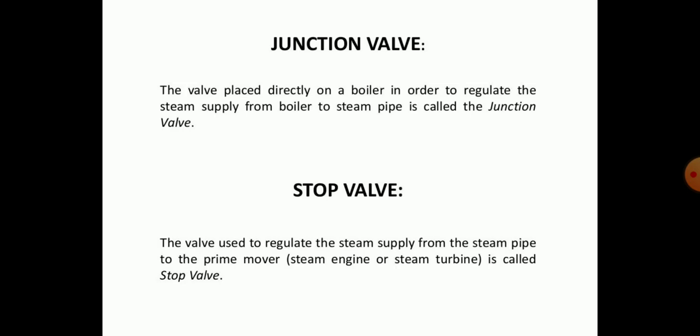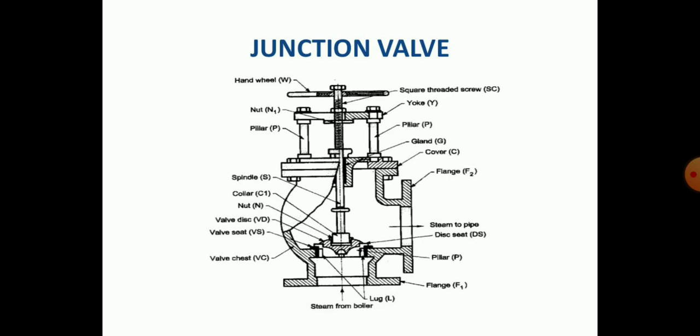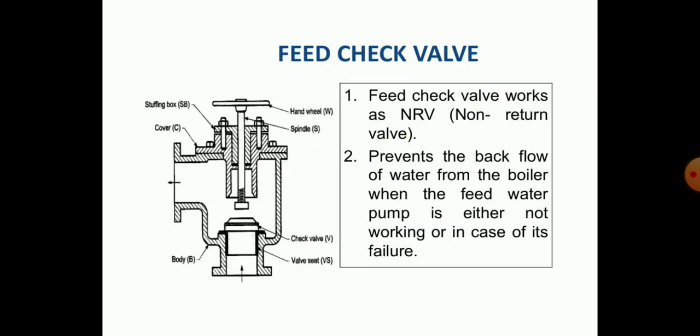And the stop valve is the valve used to regulate the steam supply from the steam pipe to the prime mover, steam engine or steam turbine; then the valve is called a stop valve. The junction valve and the stop valve have different functions, and they are fitted in different places. The feed check valve works on a non-return valve basis, which prevents the backflow of water from the boiler when the feed water pump is either not working or in case of failure.